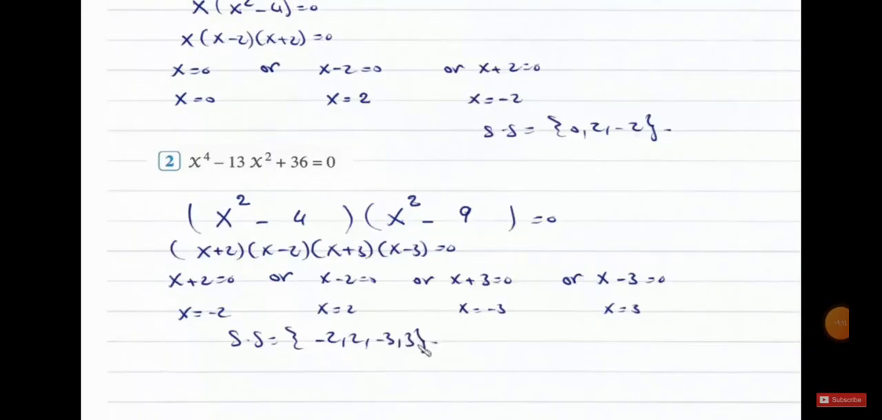Another example, x⁴ - 13x² + 36 = 0. We make factorization by scissor: (x² - 4)(x² - 9) = 0. Then we get the values of x: -2 and 2, -3 and 3. Then the SS equals {-2, 2, -3, 3}.